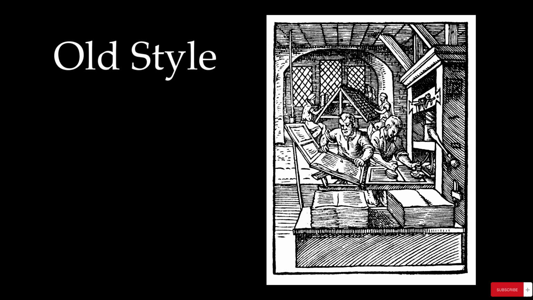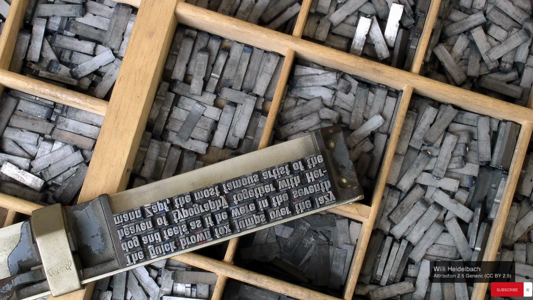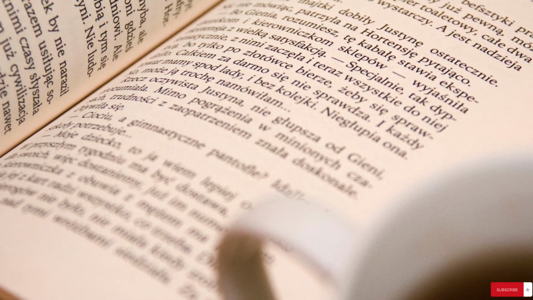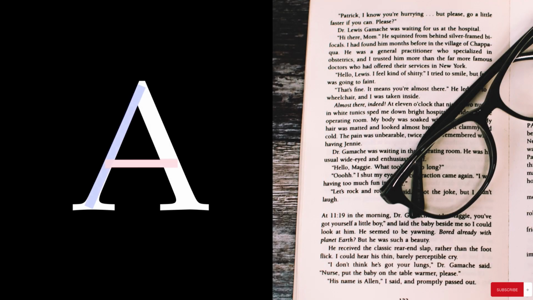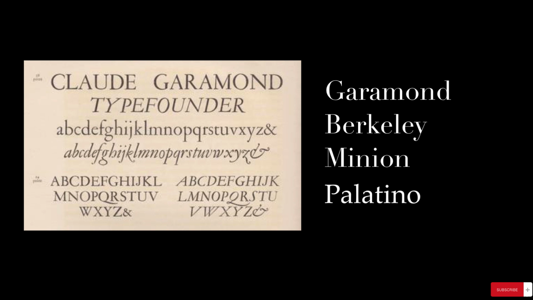Old style was used a long time ago when publishing was really just getting started. Italian printers were interested in creating a type that was easy to read for book printing. Old-style typefaces are very easy to read in printed form, and that's because there's not a large difference in contrast in the thickness of the lines or strokes. Some great examples of old-style fonts are Garamond, Berkeley, Minion, and Palatino.